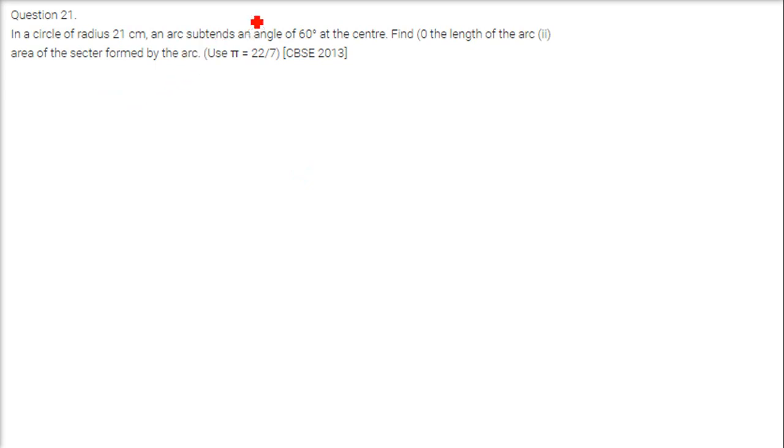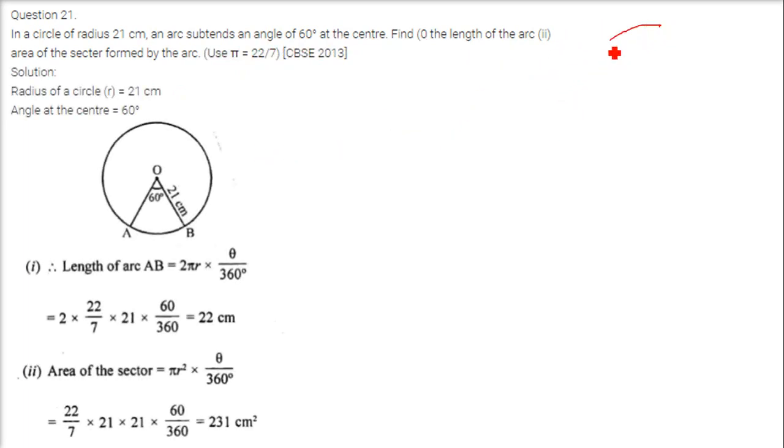So in a circle of radius 21 centimeter, an arc subtends an angle of 60 degree at the center. Let me make it first.